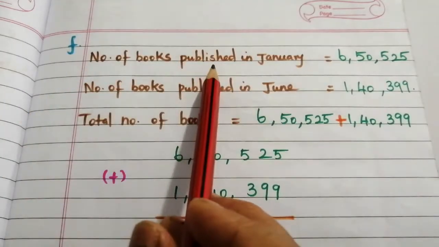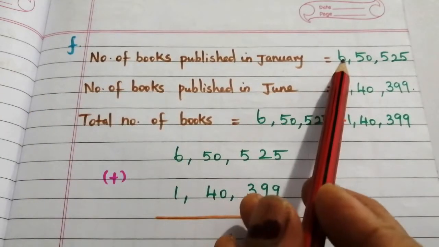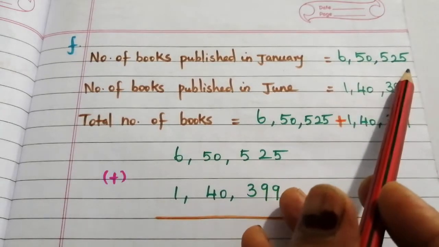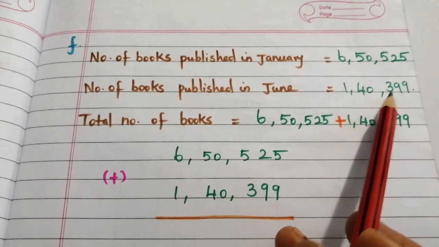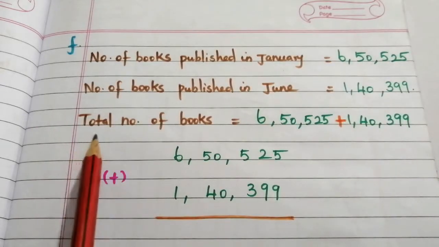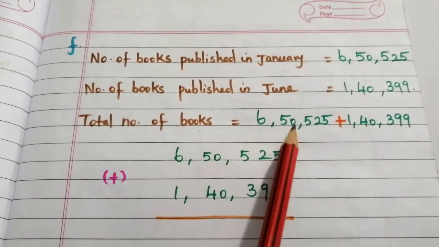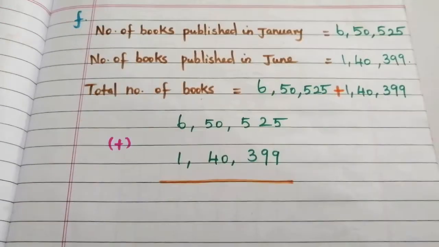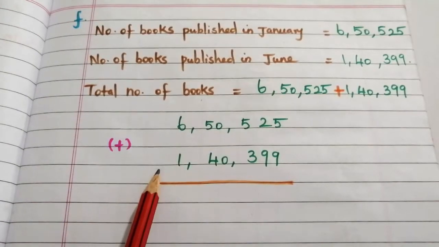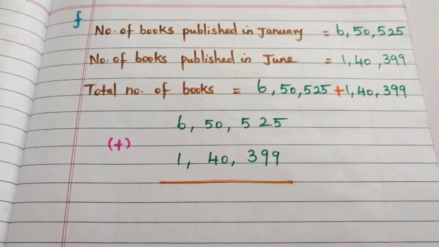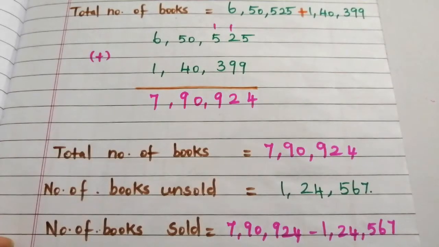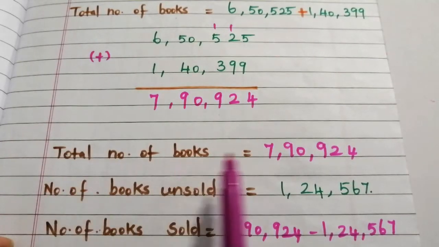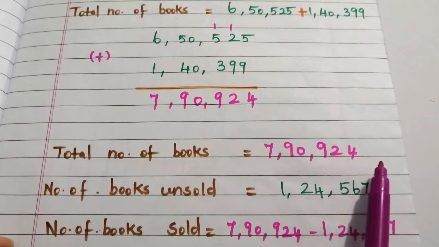So number of books published in January is equal to 6,50,525. Number of books published in June is equal to 1,40,399. Therefore, total number of books is equal to this plus this. So first we have to write these two numbers, then start addition from ones place. So after adding these two numbers, we get 7,90,924. So total number of books is equal to 7,90,924.